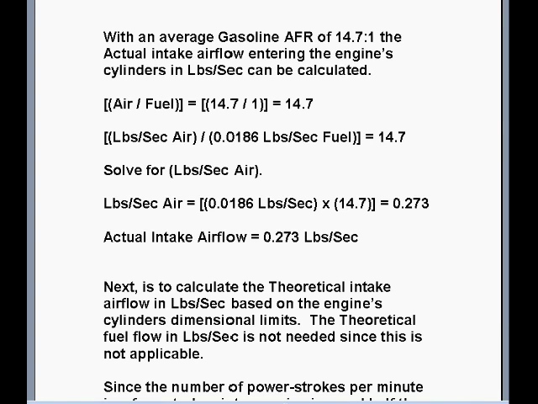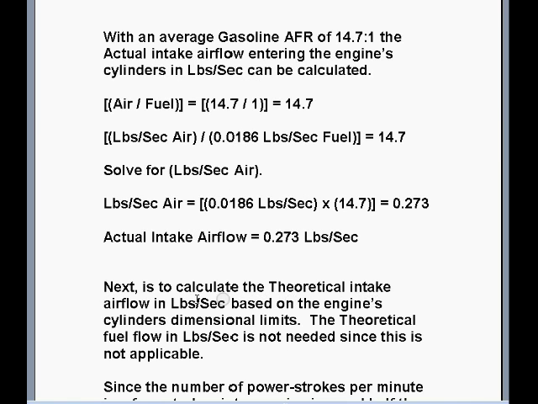We set up the AFR ratio algebraically, where air to fuel is set up as a fraction to equal the AFR fraction, 14.7 over 1. So all we need to do is solve for the pounds per second air. We algebraically rearrange it, solving for pounds per second air. So we take 0.0186 pounds per second gasoline fuel delivery input times 14.7 air to fuel ratio. Actually 14.7 to 1, but it's 14.7 over 1, so it's 14.7. We multiply the gasoline input by weight times 14.7, and that yields 0.273 pounds per second actual intake airflow, because the airflow is by weight a ratio of the fuel flow. So now we've calculated the actual airflow intake based off the AFR going into the engine.